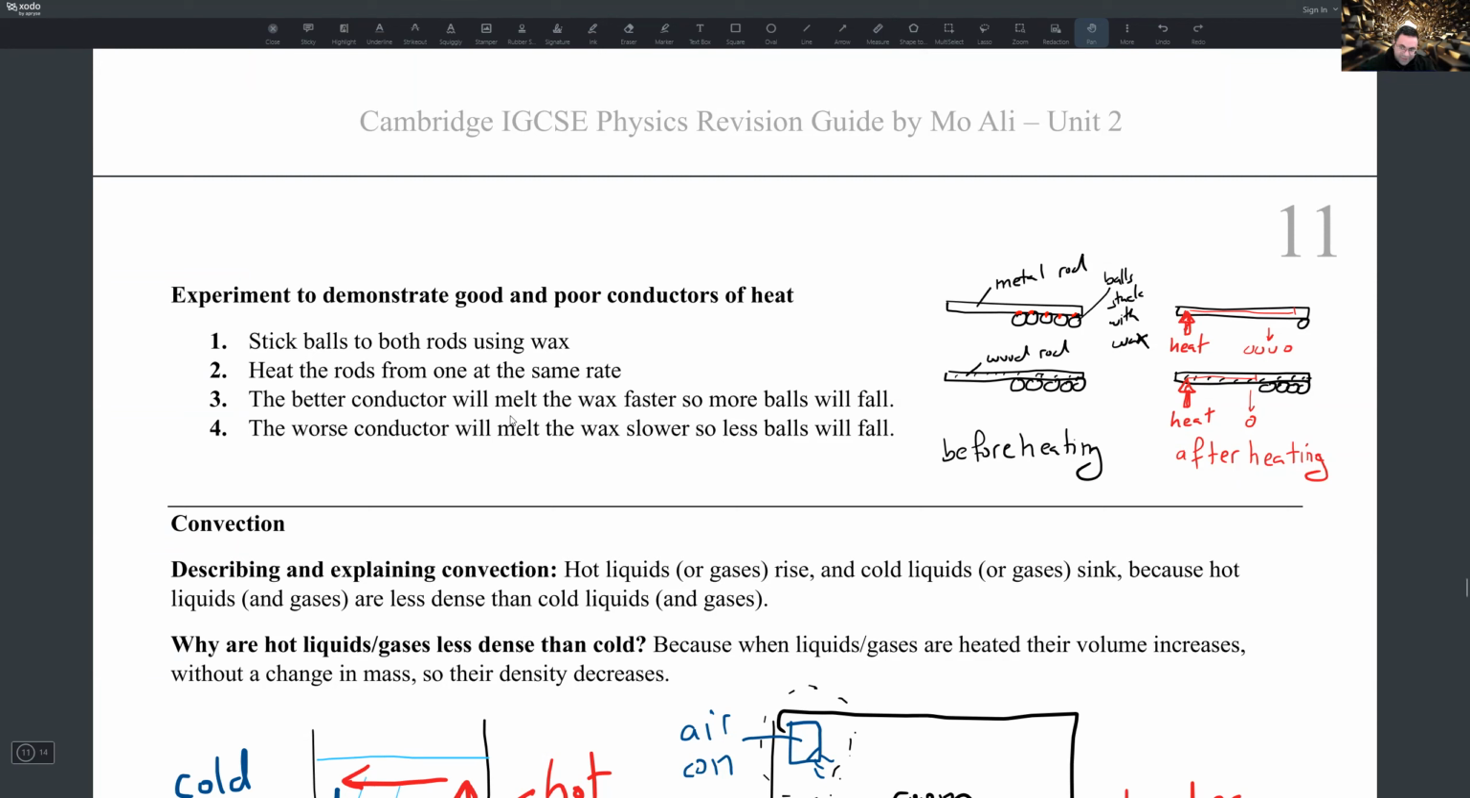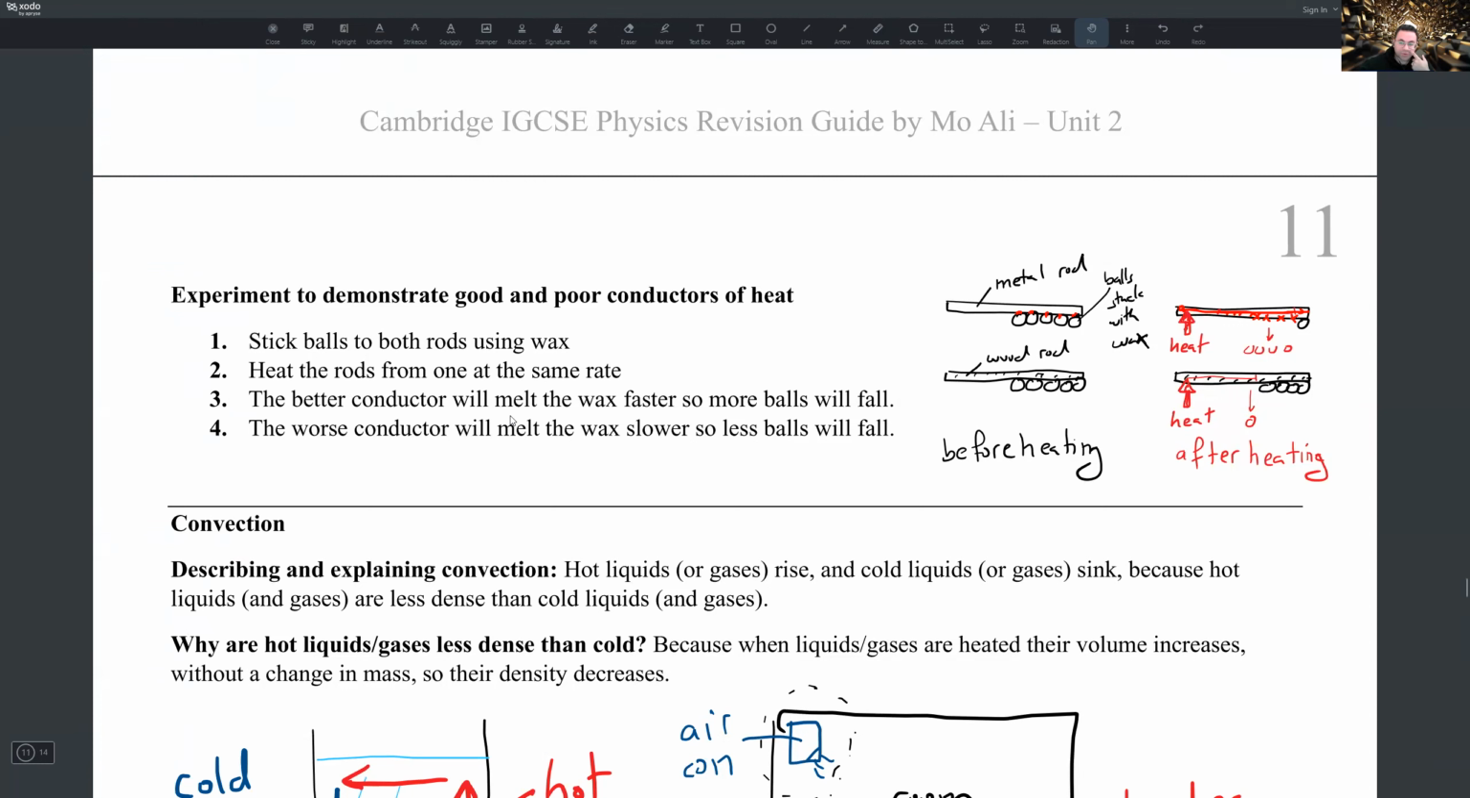If I start to heat one end of that metal rod, metal is a really good conductor. It will transfer the heat very quickly, and as it travels through the metal it will melt the wax, so the balls fall.